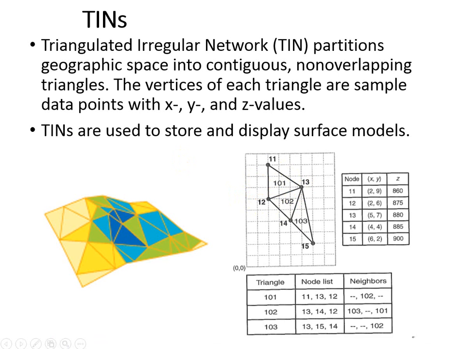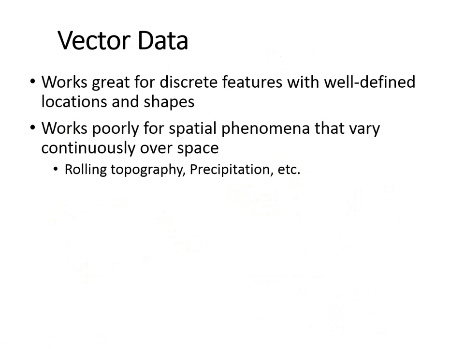But let's just sort of wrap up again what vector data are. Vector data, it's points, lines, polygons. They're perfect. You keep on zooming in on vector data, and if you look at a vector line, it'll keep being this beautiful sharp line. They work great for discrete features with well-defined locations and shapes.